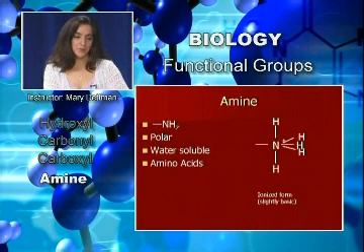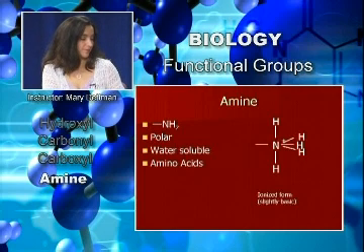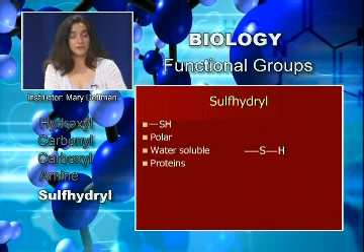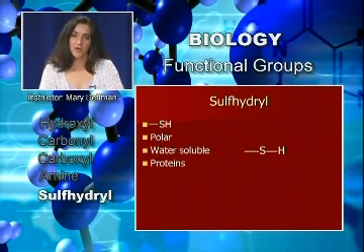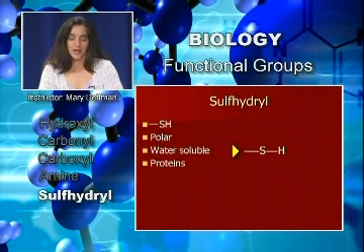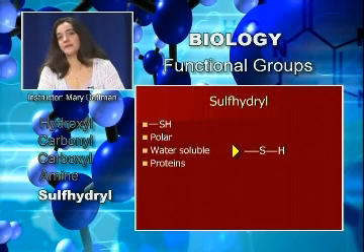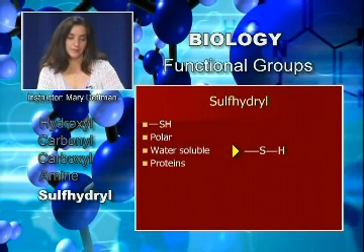Our next functional group is our sulfhydryl group. Now, the sulfhydryl group is very similar to our hydroxyl group in that it has a sulfur covalently bonded to a hydrogen. It too is water soluble, polar, and it's found in our cysteine amino acids. And that is really the only place we do find the sulfhydryl groups.